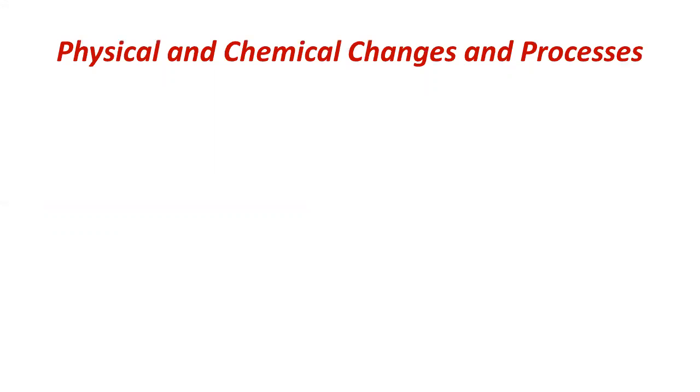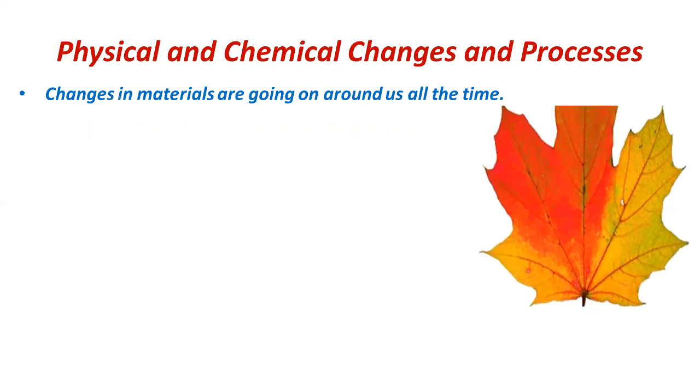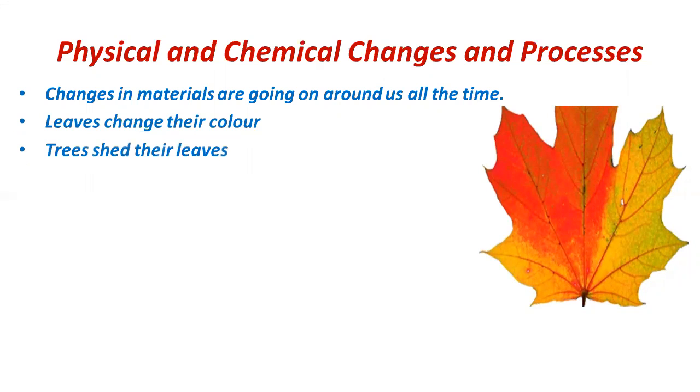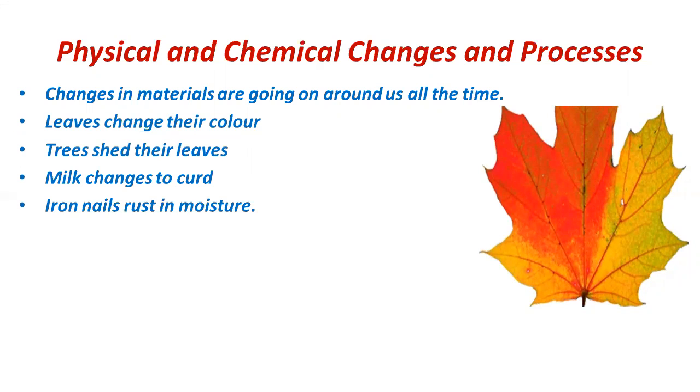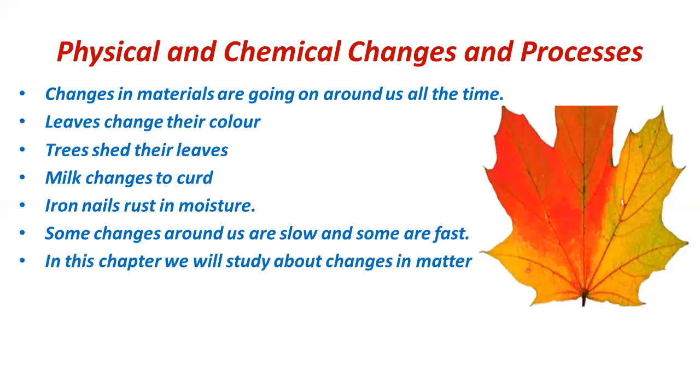Physical and chemical changes and processes. Changes in materials are going on around us all the time. You know that all the time in our surrounding we observe changes, like leaves change their color, trees shed their leaves, milk changes into curd, iron nails rust into moisture, and some changes around us are slow and some are fast. In this chapter, we will study about changes in matter.